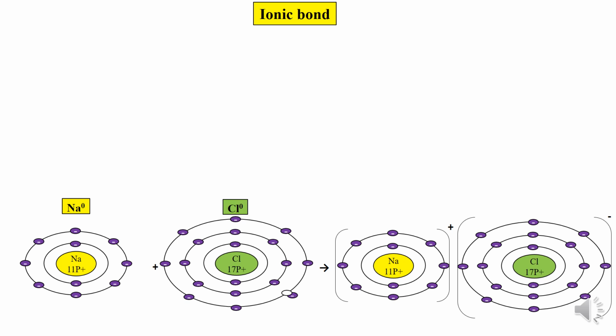Now I said sodium is a metal, therefore it loses electrons. Chlorine is a non-metal, it gains electrons. Fine. Now what is the driving force for the sodium metal to lose the electron? There should be some reason. So there are two reasons.